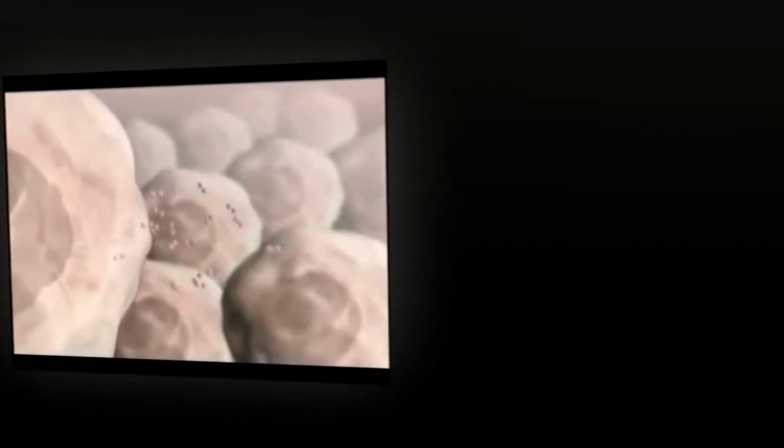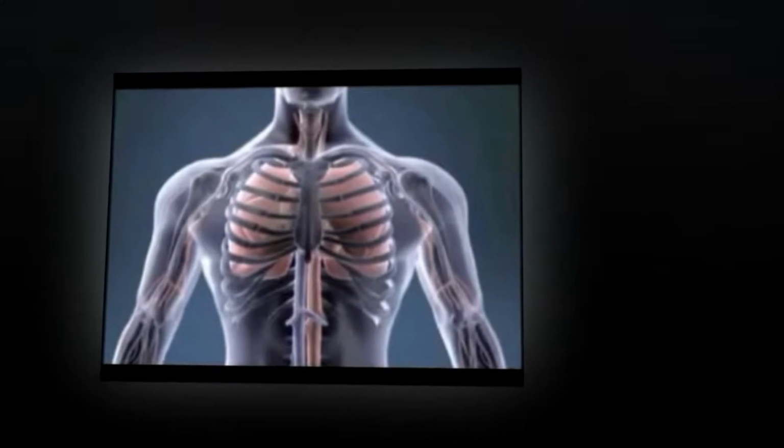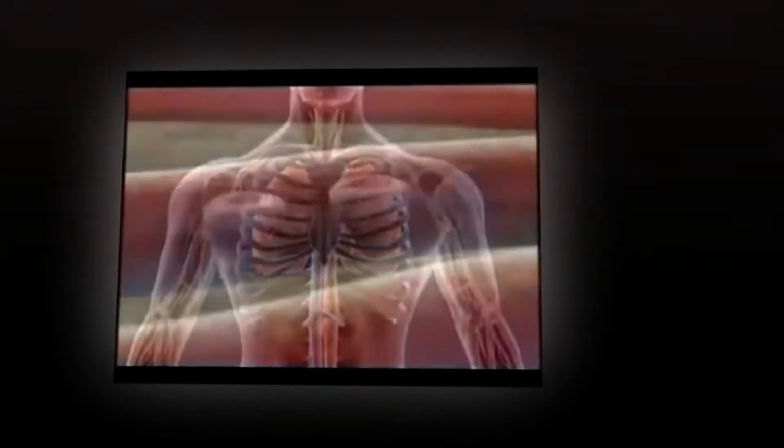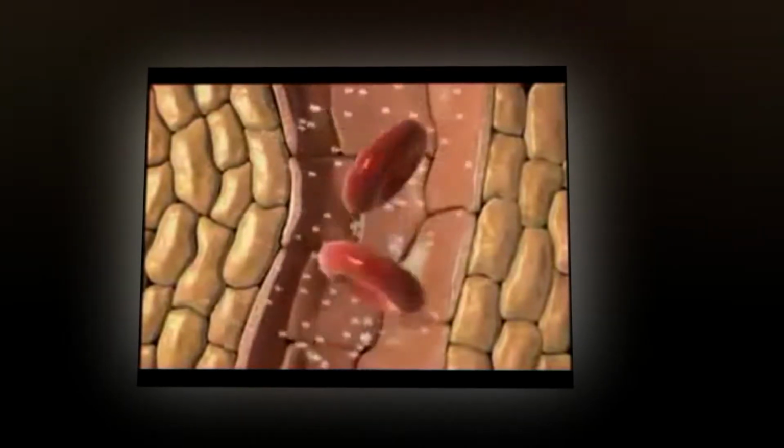Cells need oxygen. It is the essential fuel which is necessary to enable cells to stay alive and to carry out their various activities. Bringing oxygen to the cells requires the uptake of oxygen from the air in the lungs, its transportation in the blood, and its delivery to cells all over the body.